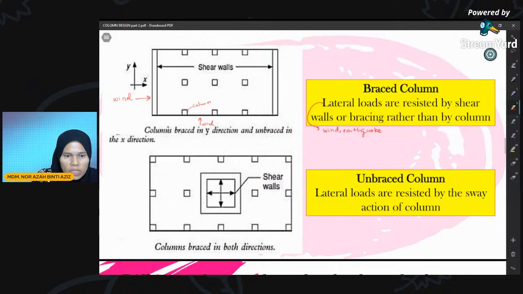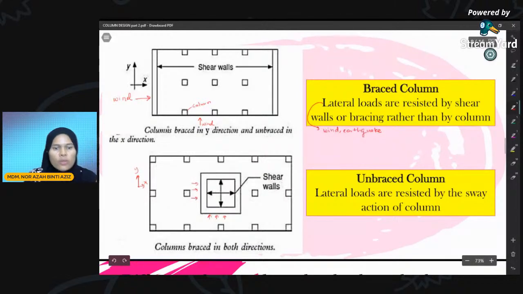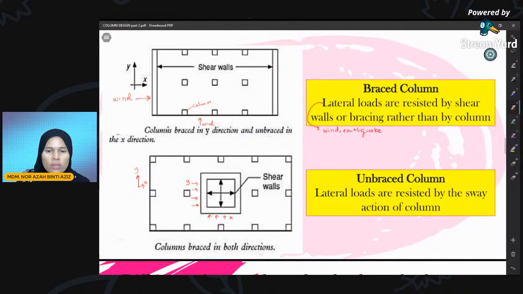Next figure, we have a column braced in both directions, in y direction and also in x direction. Because in x direction we have this shear wall, and in y direction we have this shear wall as well. So both directions are braced columns. Okay, guys? So what are the differences between braced and unbraced column?